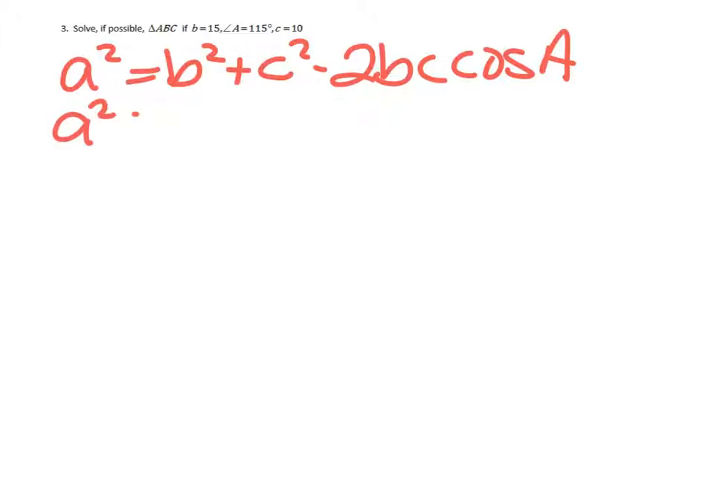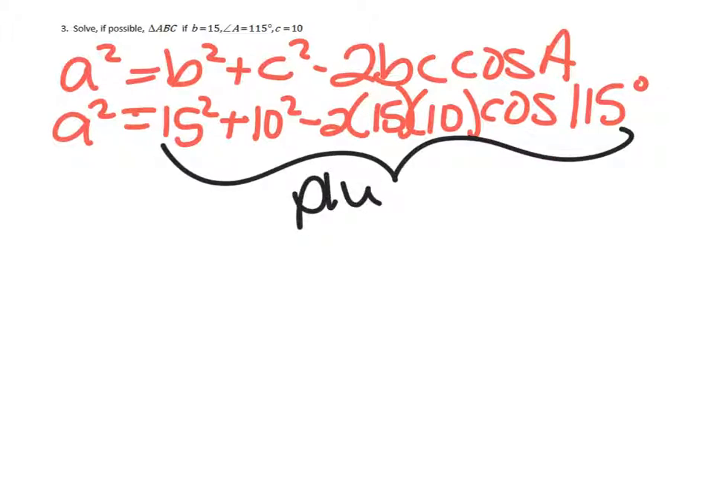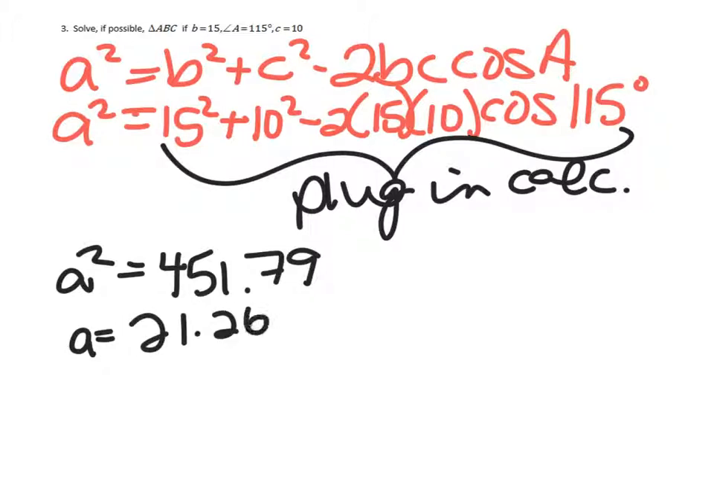So a squared equals b squared plus c squared minus 2bc cosine 115 degrees. And you'll notice that all of this is on one side. Just plug it into the calculator. And so remember, a squared is going to give you a number, and when you plug all that in, you're going to get 451.79. And then when I take the square root, I get 21.26 for my a.